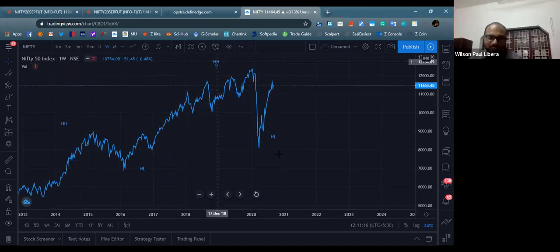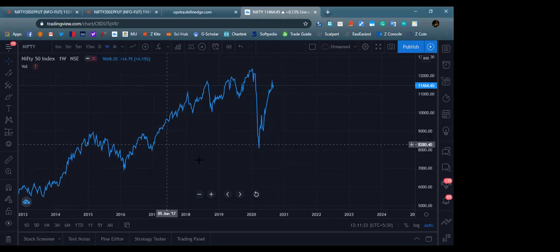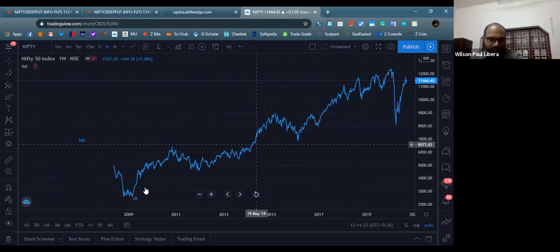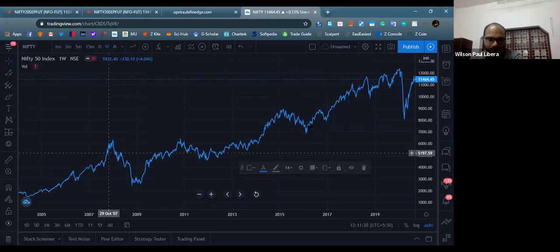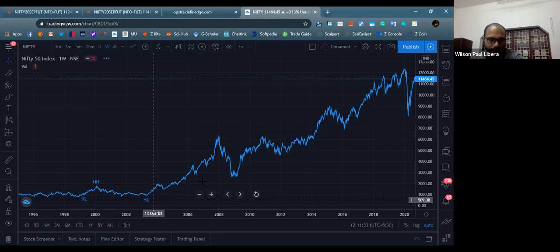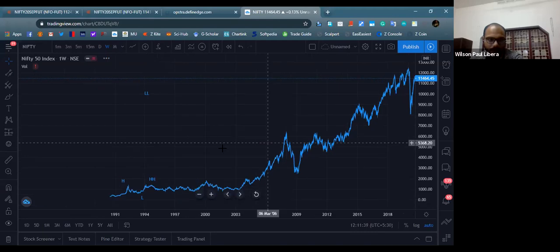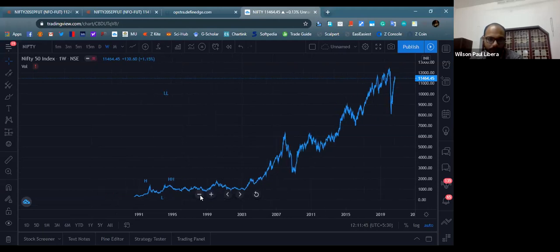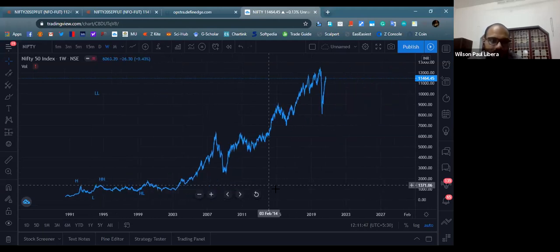Maybe we'll have to delete all these things now. These things, I think, may be correct still. Any difference in the picture? Nothing, right? We are still in the same bullish territory.